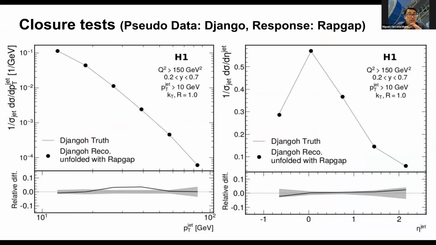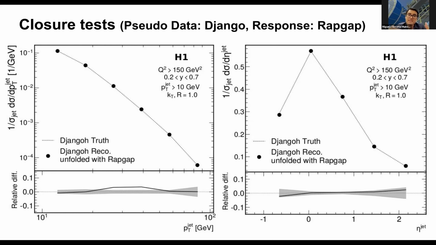The first thing that we do, and this is something we would do for any type of unfolding method, is closure tests. That means that we construct a pseudo data set, and then we apply the machinery on that pseudo data set. In this case, we have two independent Monte Carlos. One is the Django Monte Carlo generator, and the second is the RapGap Monte Carlo generator. We treat Django as the pseudo data, and then we use RapGap to do the unfolding within this method of OmniFold.